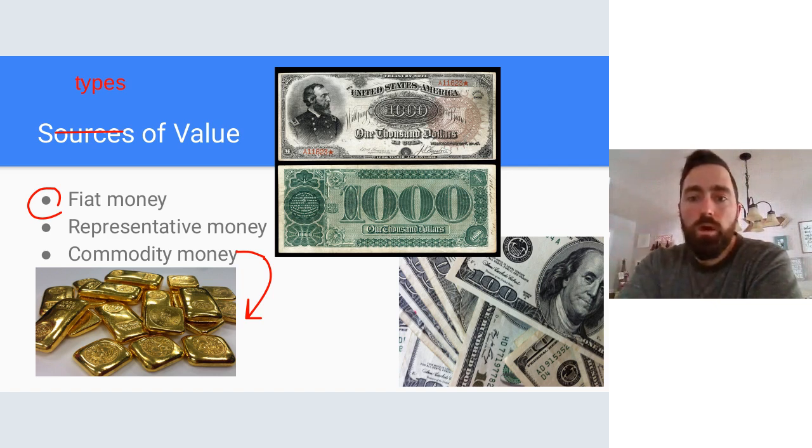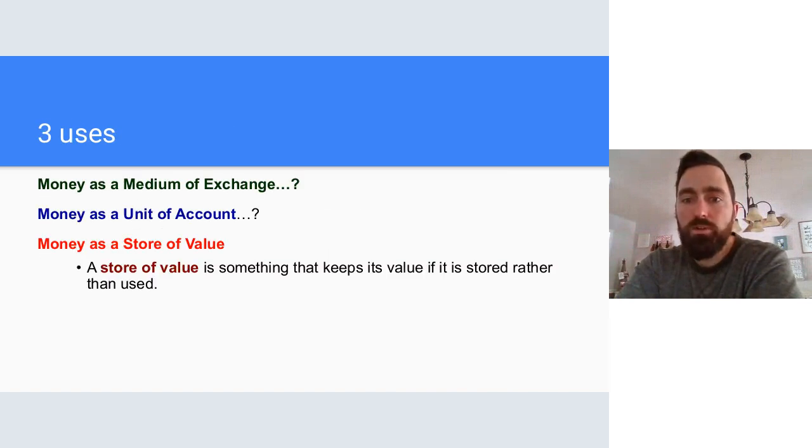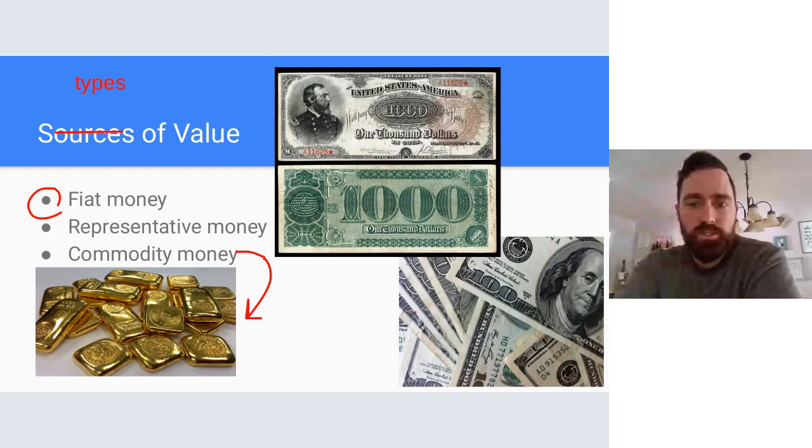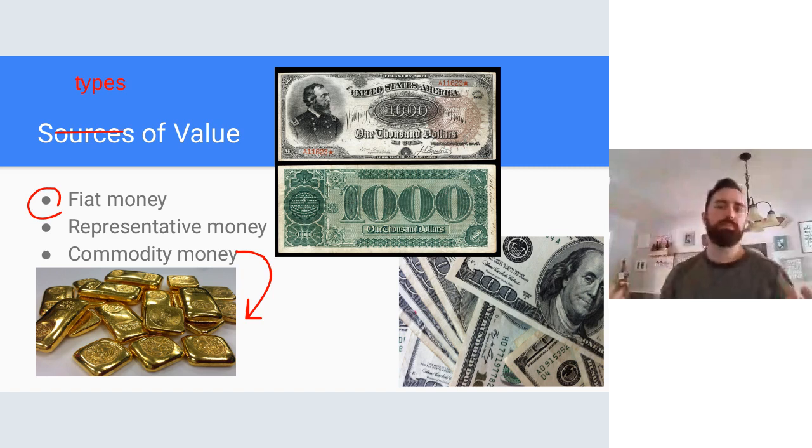So up to this point, make sure you understand how money's used. Three uses, right? You've got to know medium of exchange, unit of account, store of value. You should know the characteristics that money needs to meet in order to be considered money. Those are listed on slide 14. And you should know the types of money or where money gets its value. It gets its value either from being a commodity form of money, or from being a representative form of money, where you can exchange it for a certain commodity, or it gets its value because the government says so.